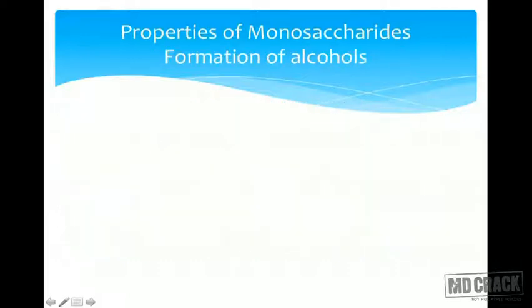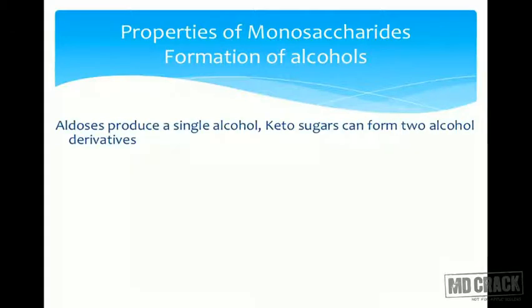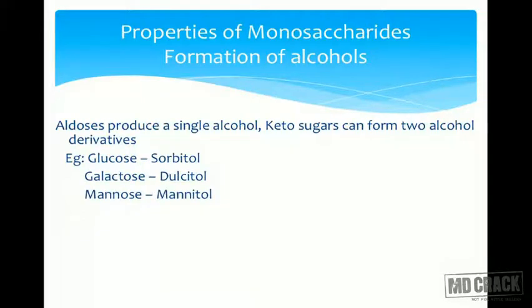Now another important property of monosaccharides is the formation of alcohols. That is, aldoses produce a single alcohol and keto sugars form two alcohol derivatives. Example, glucose can be converted to sorbitol, galactose can be converted to dulcitol, mannose can be converted to mannitol. Where have you heard of this?